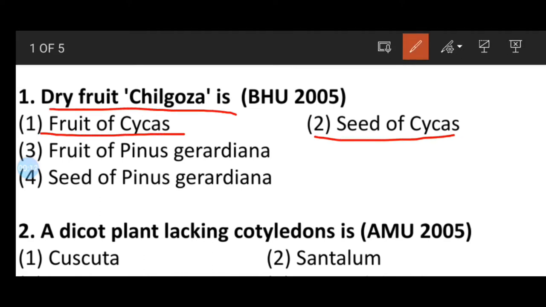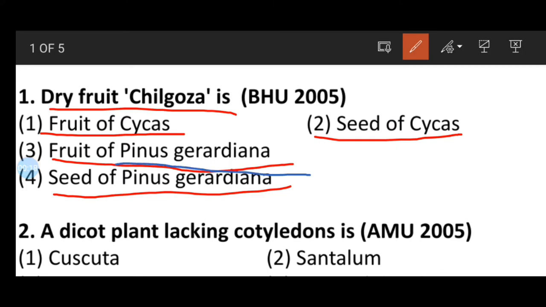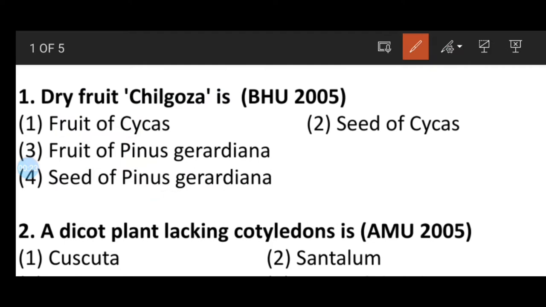Option number 1, fruit of cycas. Second is the seed of cycas. Third is the fruit of pinus gerardiana. Fourth is the seed of pinus gerardiana. So here the correct answer will be the seed of pinus gerardiana, which is the dry fruit commonly known as chilgoza.